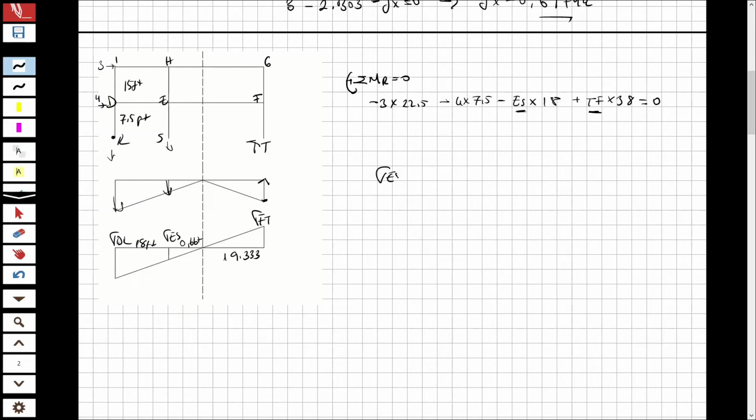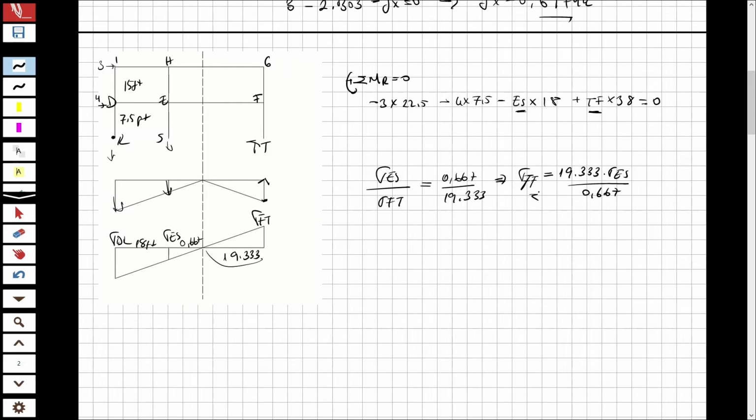So sigma ES over sigma FT is going to be equal to this length over this length. Okay, this length over this length, 19.333. So from here we are going to obtain sigma ft, so tf or ft, this is okay, it's the same, tf or ft equal to 19.333 multiplied by sigma es over, I have here a force, so the length as 0.667.